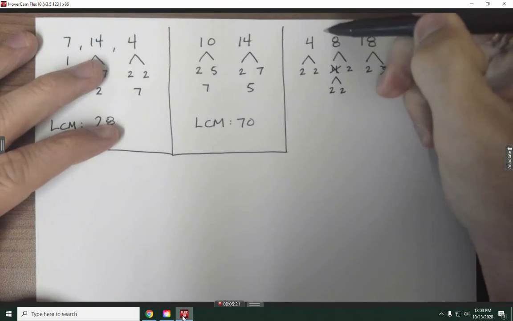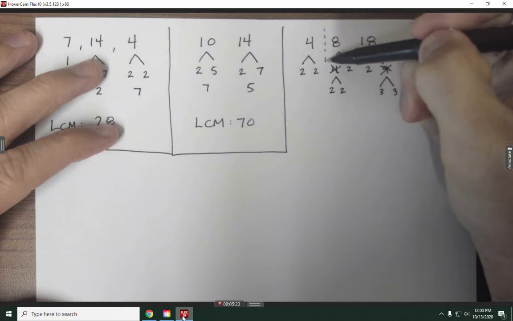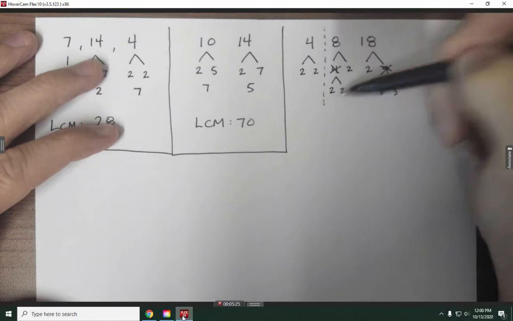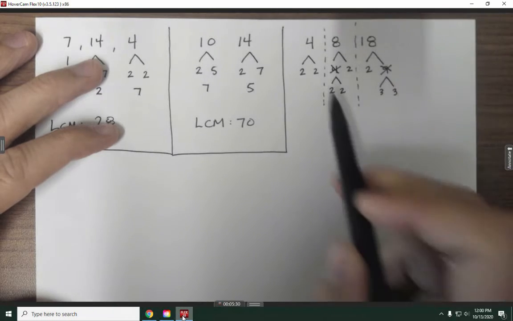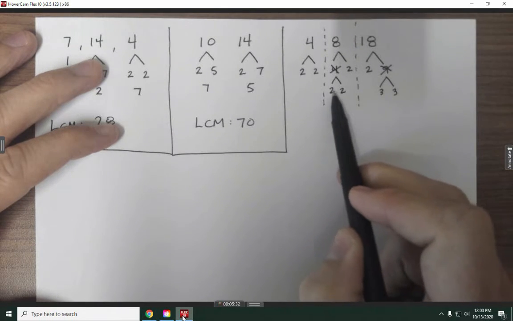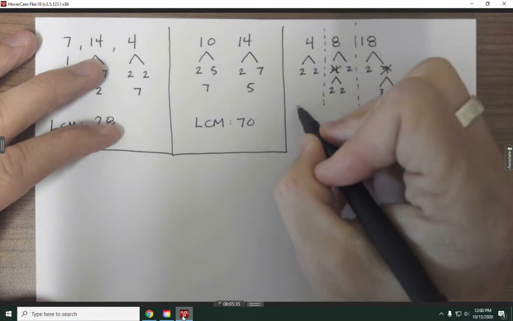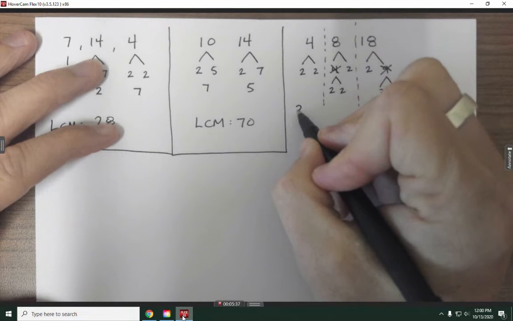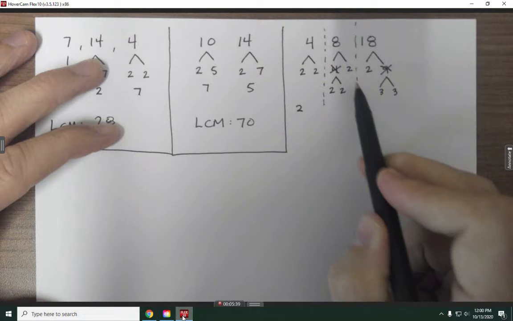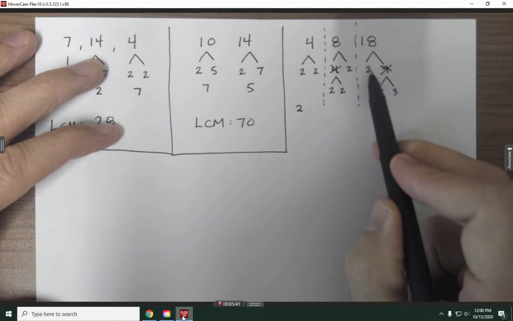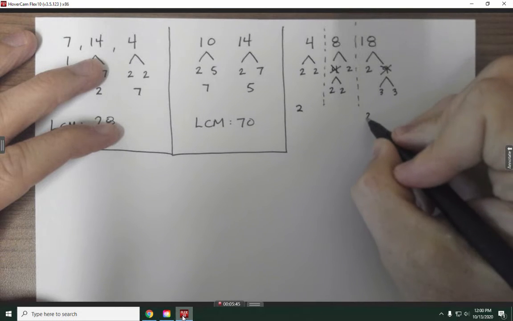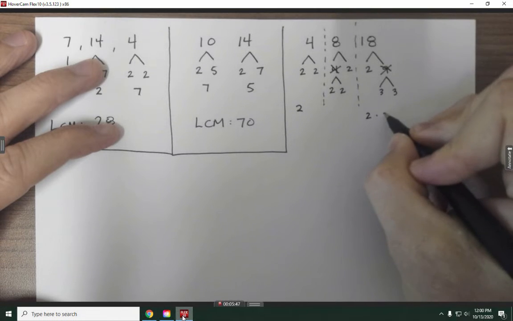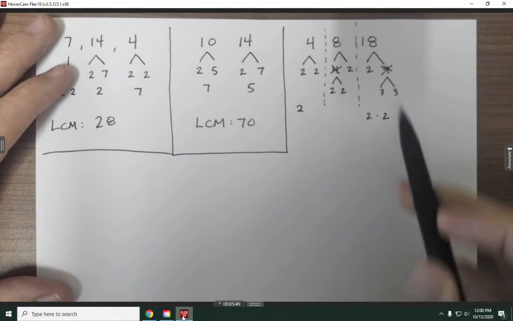So if we're looking at this, let's split this into categories so you can see it. This has two 2s, and this has three of them, right? So this needs an extra one. And now these are in common. This only has one 2, and these had three of them, so this needs an extra pair of 2s.